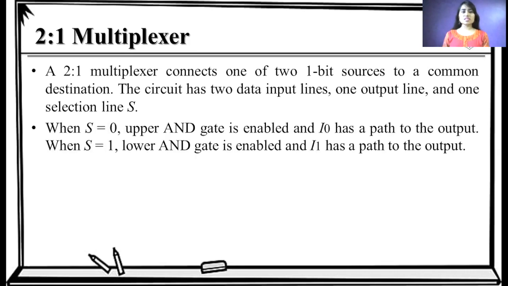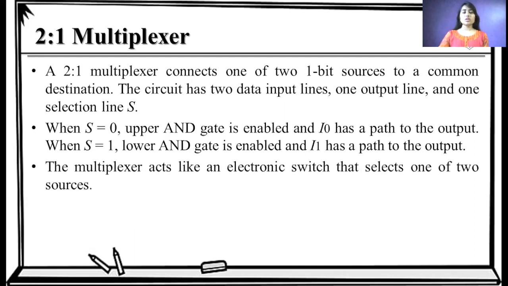When S is equal to 0, the upper AND gate is enabled and I0 has a path to the output, and when S is equal to 1, the lower AND gate is enabled and I1 has a path to the output. This multiplexer acts like an electronic switch that selects one of two sources.